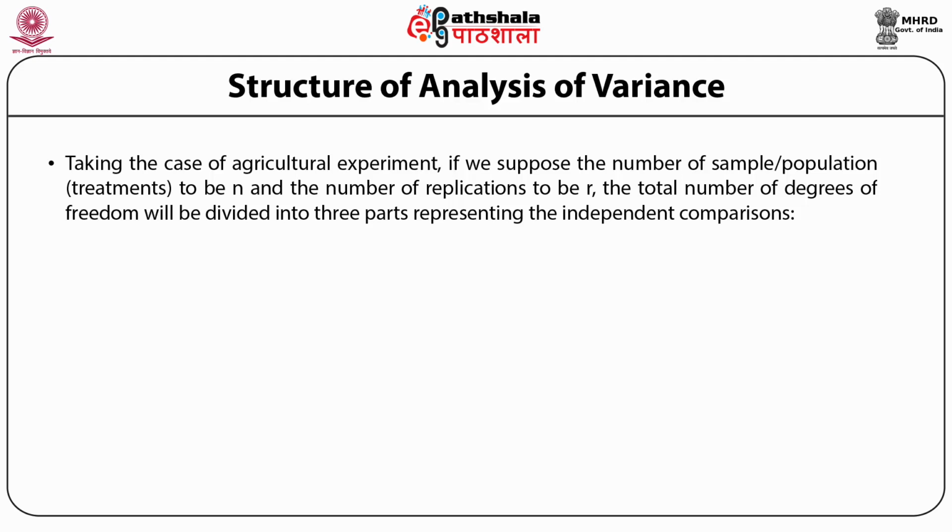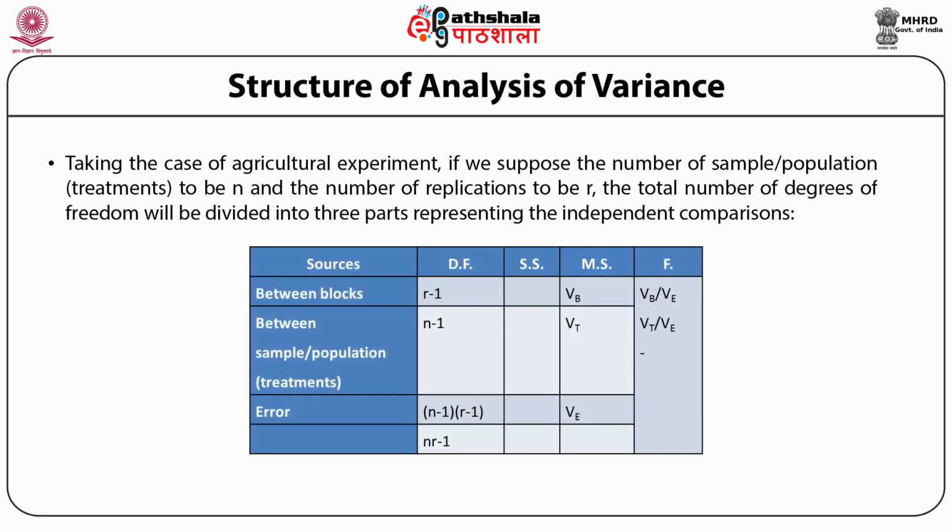And here you can see that the sources of variation are between block variation and between treatment variation, and the formulas are almost the same as what we saw for the analysis of variance, only there is a difference in the degrees of freedom. Here the total number of observations is nr, so the total degrees of freedom will be nr minus 1. Similarly, since the blocks and the treatments are respectively r and n in number, their corresponding degrees of freedom will be r minus 1 and n minus 1.